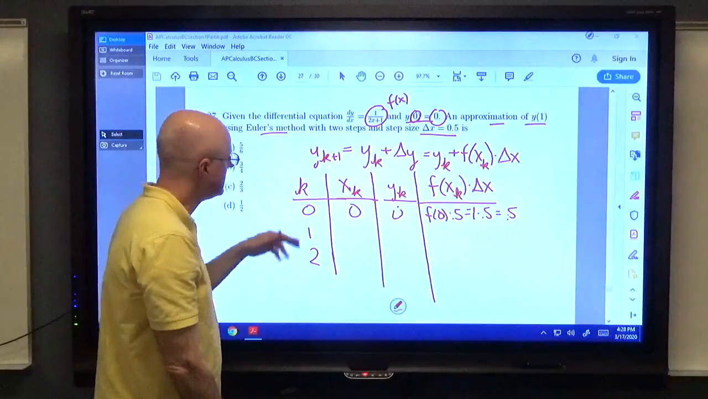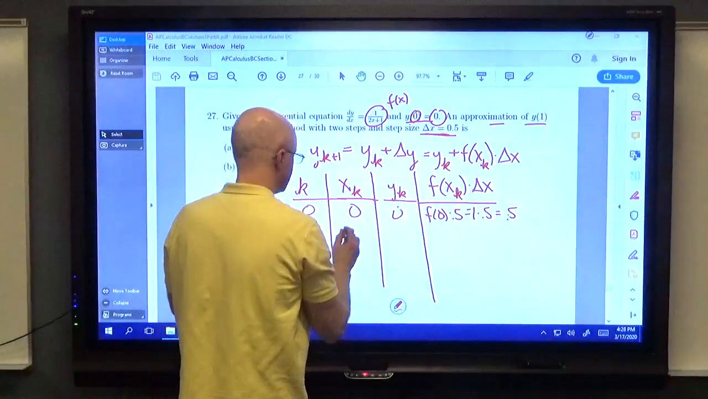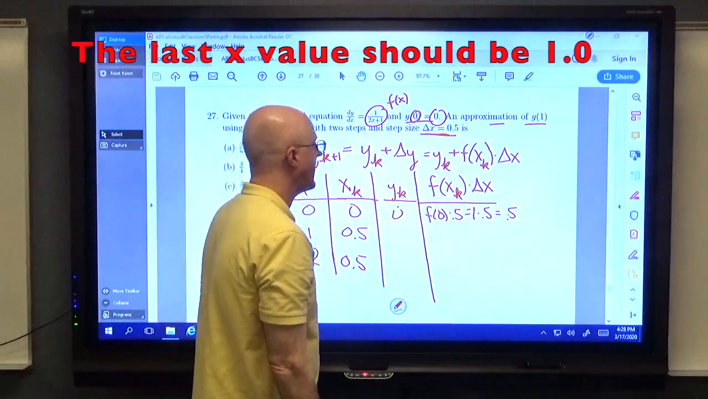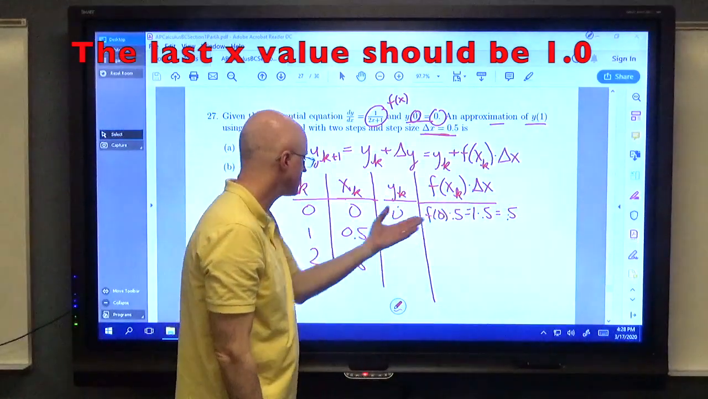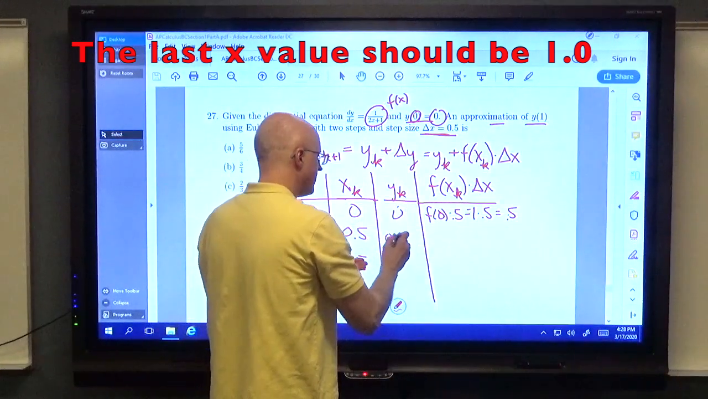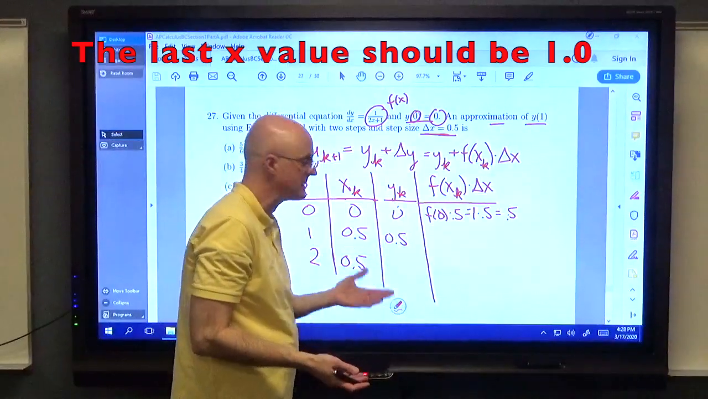X automatically keeps going up by delta x. That's the same every time. But the change in y doesn't have to stay constant. It happens to be the same as the change in x here. And we get 0 plus 0.5 is 0.5. But it didn't have to be the same as the change in x.